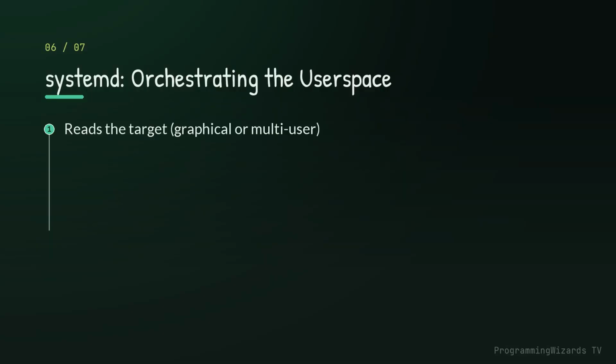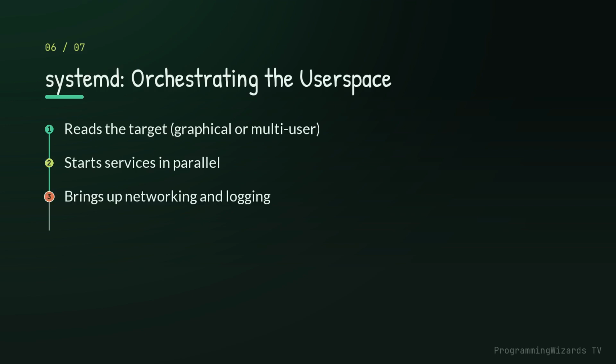Systemd is process number one. Every other process on the system is its descendant. It reads a target, which is a preset for what this machine should become. On a desktop, that's graphical.target. Then it starts services in parallel, networking, audio, Bluetooth, logging, CUPS for printing, whatever your system needs. One of those services is the display manager, GDM, SDDM, or LightDM, which paints the login screen you finally see.